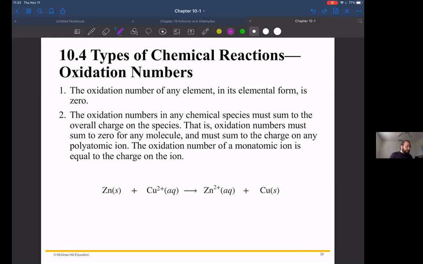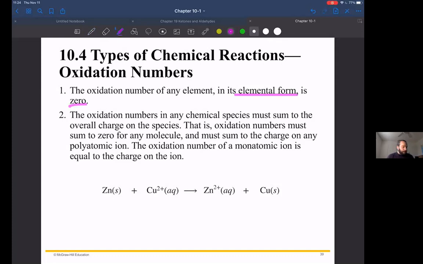Okay, so this is all about calculating an oxidation number for an element. It's kind of a measure of how many electrons are living on that particular element in this reaction. So the first rule is that for any element in its elemental form, the oxidation number is 0.